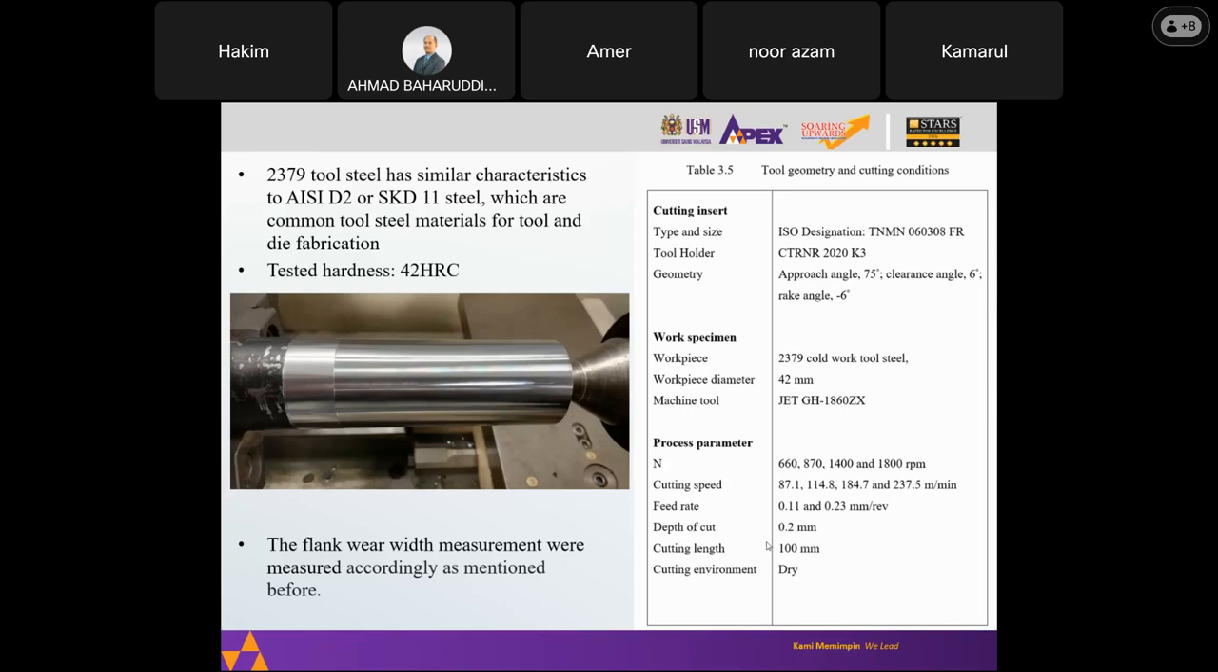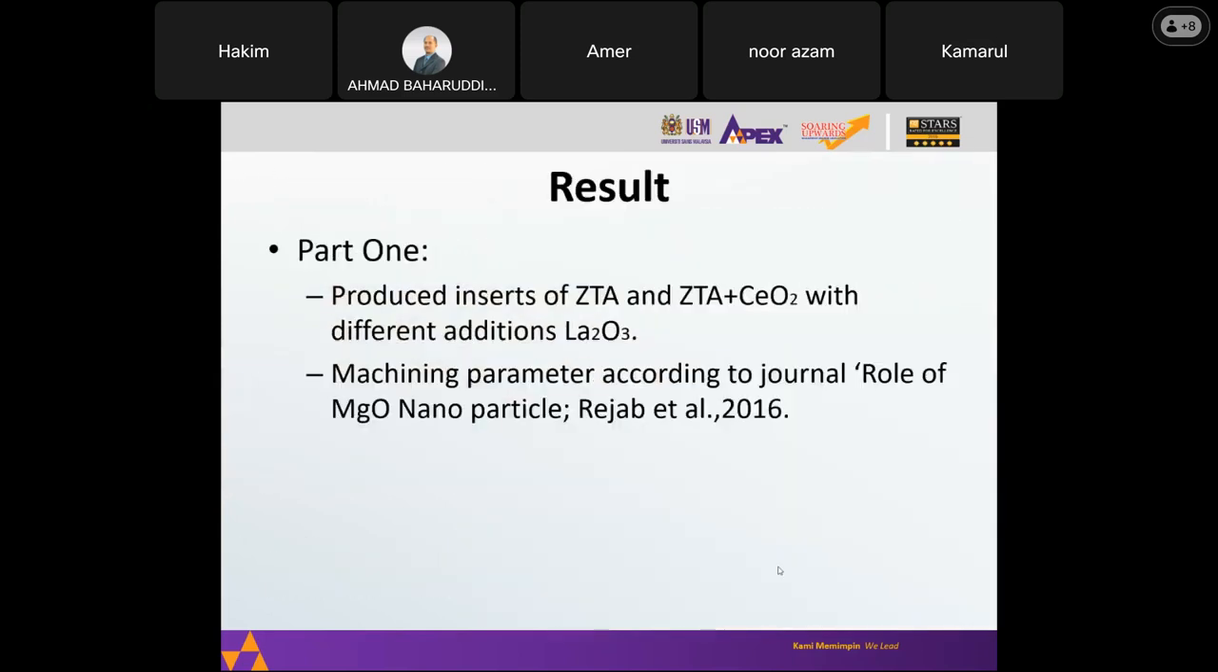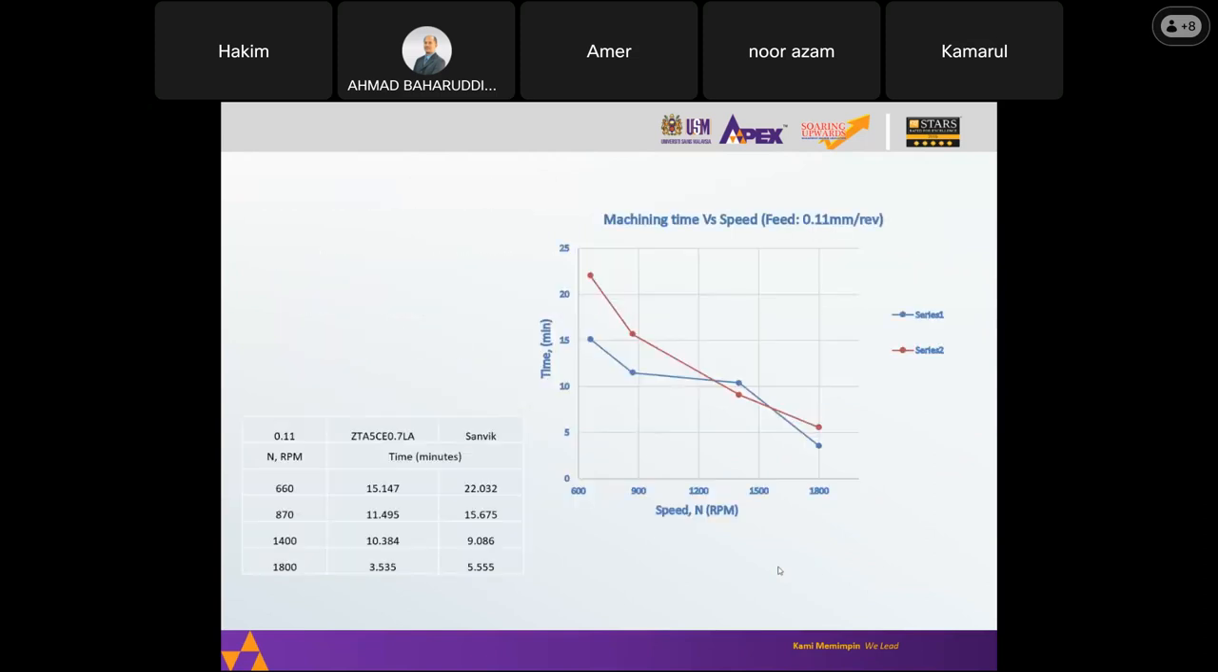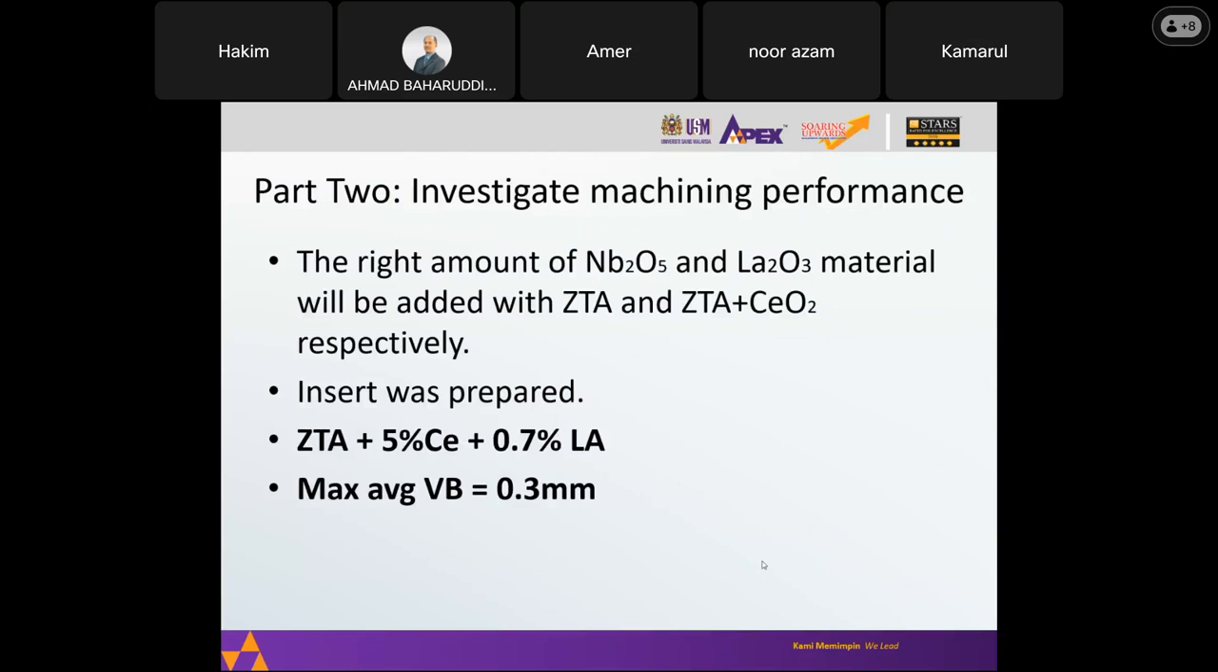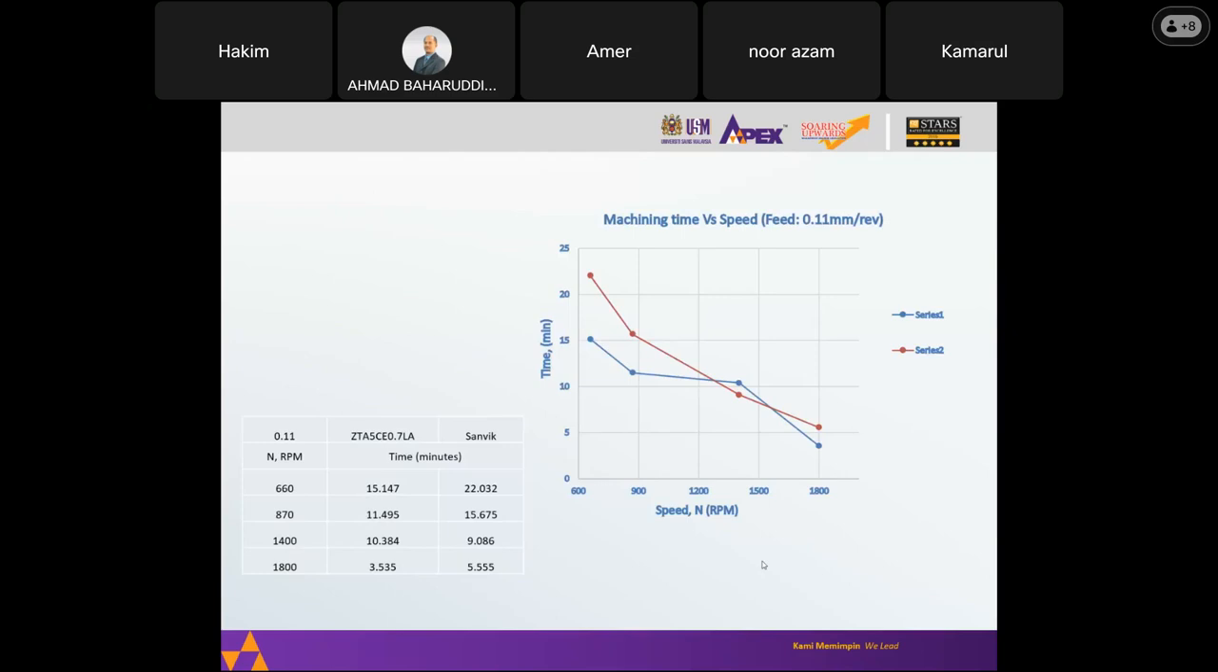So we calculate it, and we get the time that points to the tool life of the insert, stated as the insert performance. This is the second objective. I don't have enough time to prepare the best one, so I take the maximum one only. The maximum machining time for this fabricated insert.